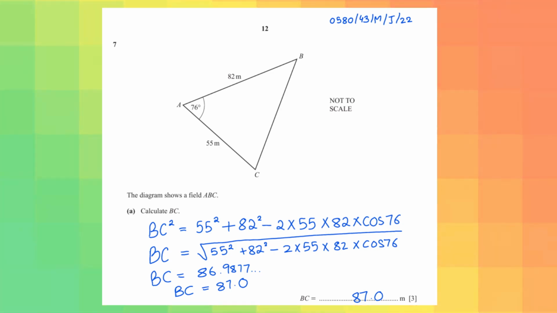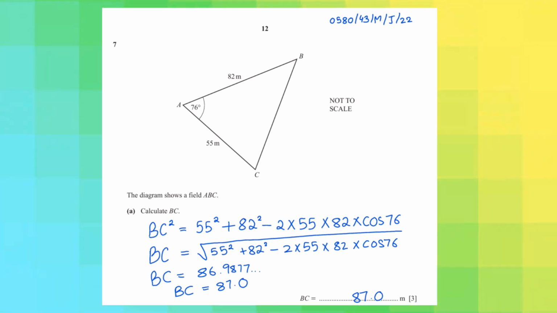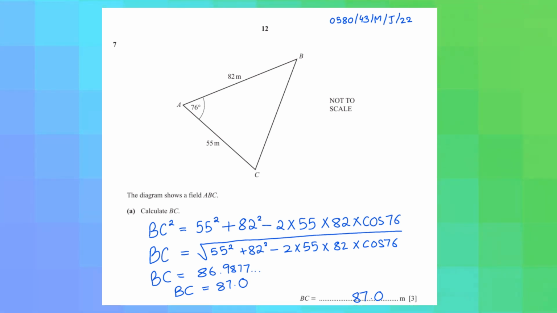Here is question number 7 from the May-June paper for variant 3 in 2022. In this question, it says that the diagram shows a field ABC. As you can see on the diagram, we are already given the angle A as 76 degrees and side AB as 82 meters and side AC as 55 meters.